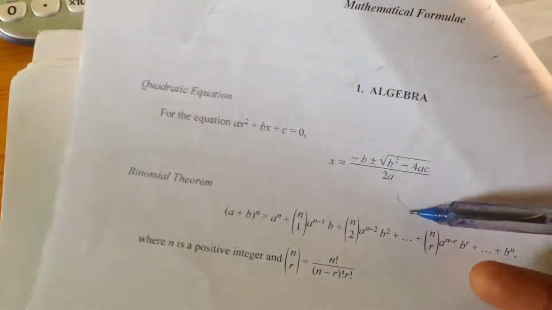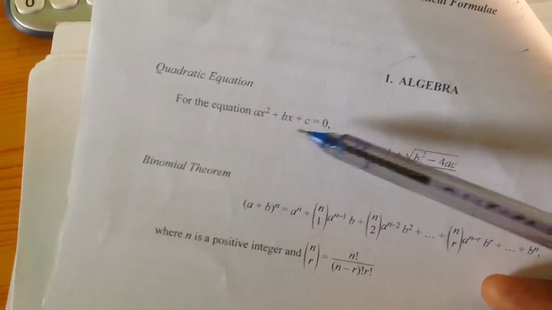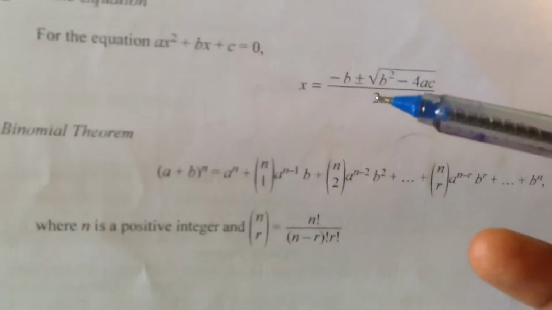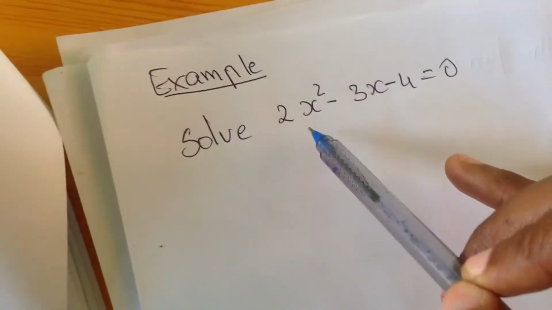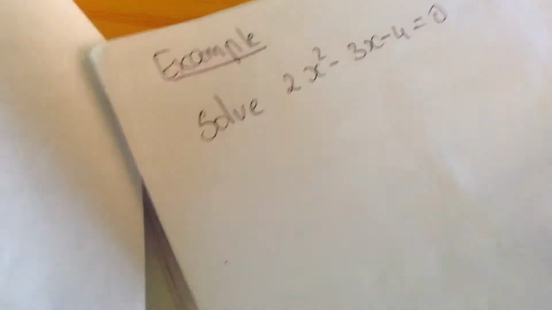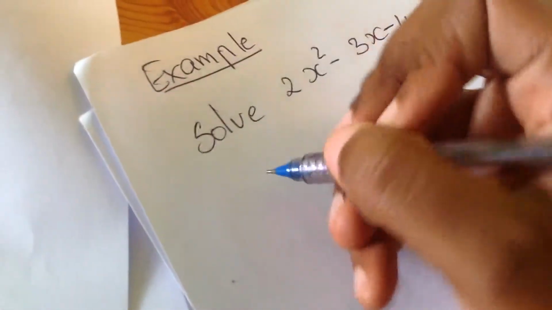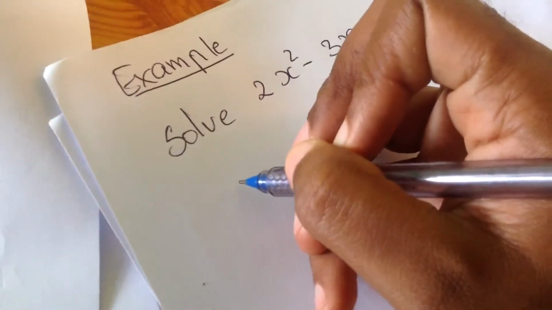Basically, this is the one you use when you have an equation of this form. This is what you are supposed to use, using the formula, which we call the almighty formula. Because you have x squared, it means that you must get two values for x. Sometimes it's the same value or different anyhow. So you use this one.